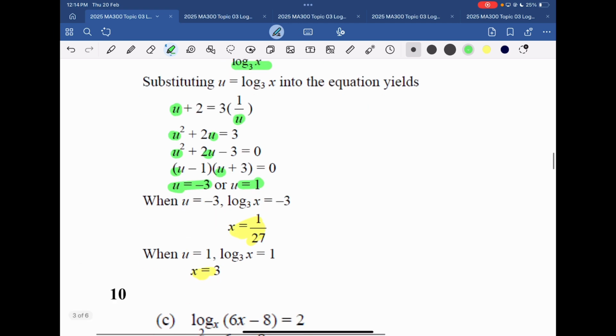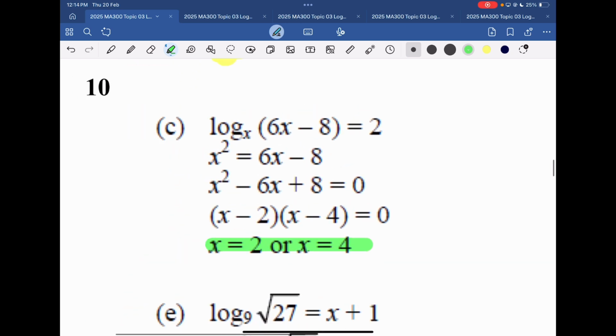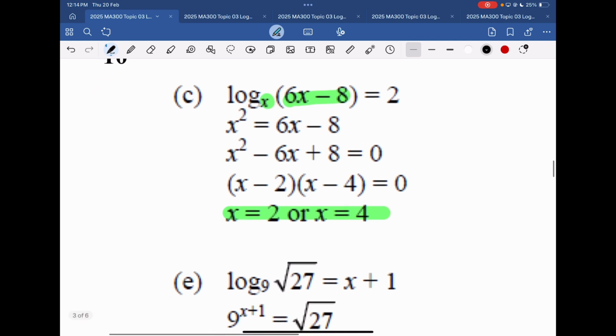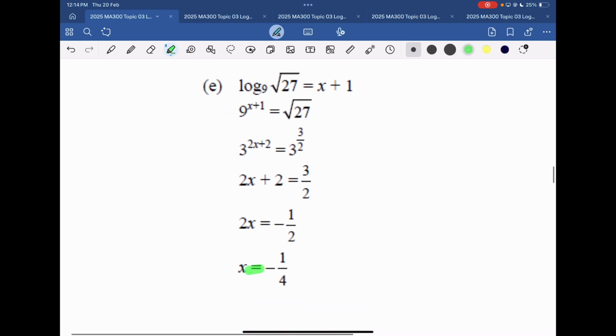So next, I go to question 10C. 10C is very chill. What do you need to check? You need to check that x is positive. You need to check that 6x minus a is more than 0, because they are the base and the term. Next, I go to 10E. x equals -1/4. It's also very easy.